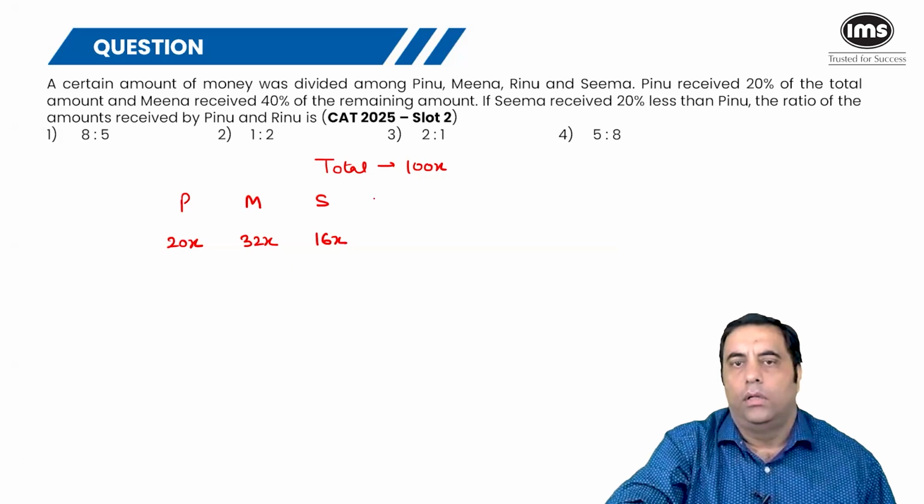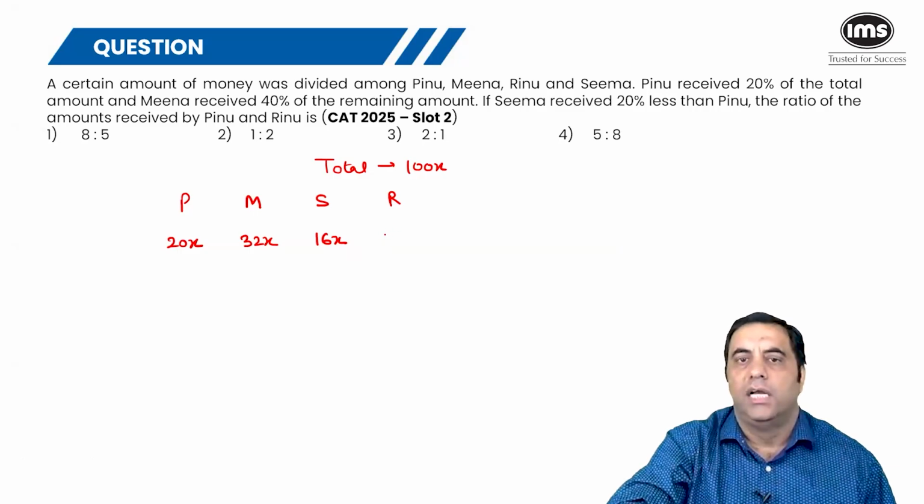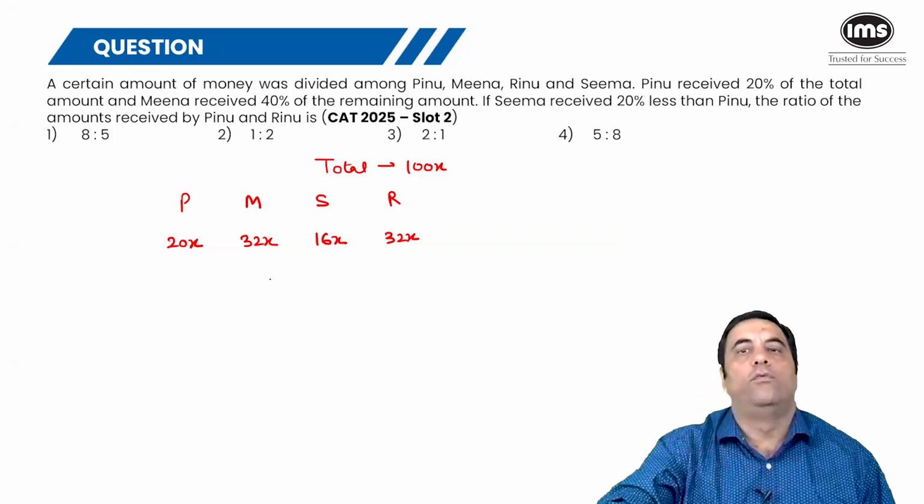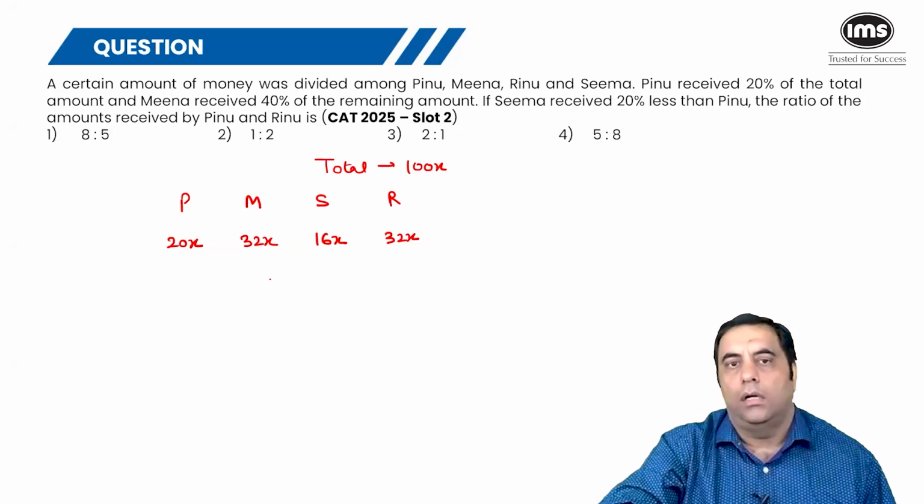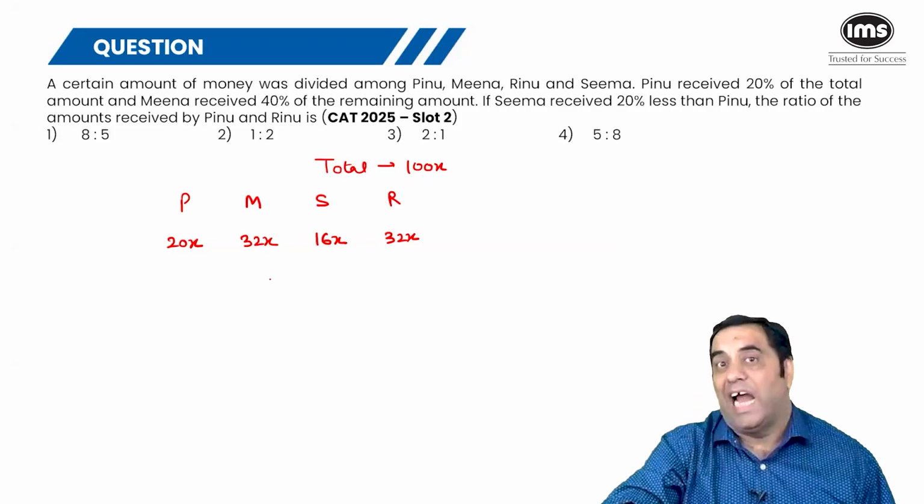And therefore, the last person R will get the remaining amount. Out of the total 100x, 20 plus 32 plus 16, which is 68, is given to these three. So the share of R will be 100x minus 68x, which is 32x. So I'm able to know the share of all four persons, P, M, S and R.